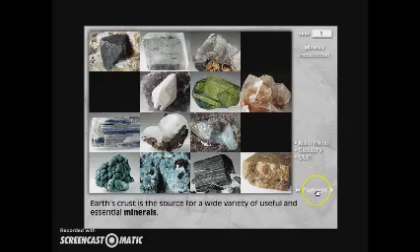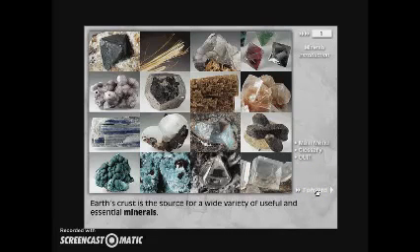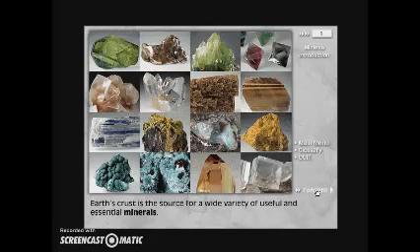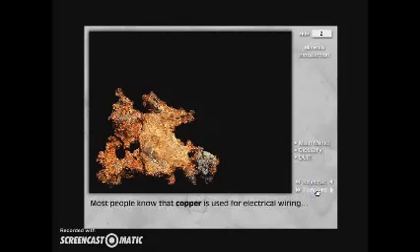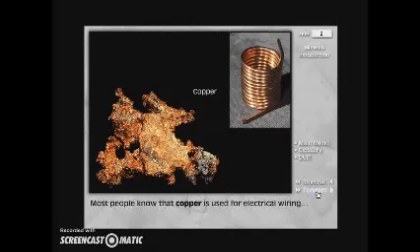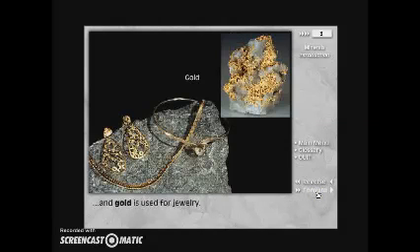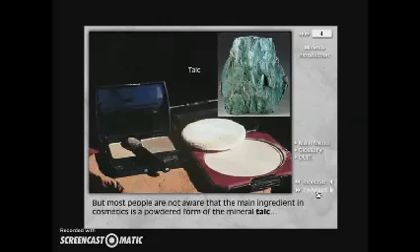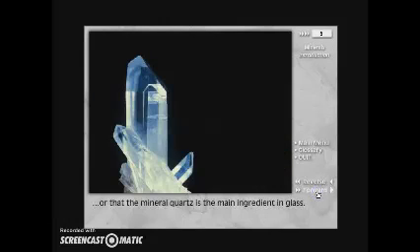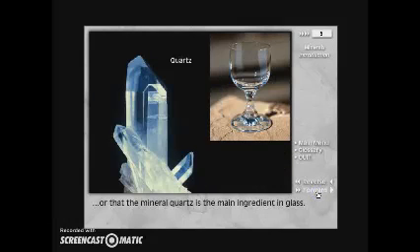Earth's crust is a source for a wide variety of useful and essential minerals. Most people know that copper is used for electrical wiring, and gold is used for jewelry. But most people are not aware that the main ingredient in cosmetics is a powdered form of the mineral talc, or that the mineral quartz is the main ingredient in glass.